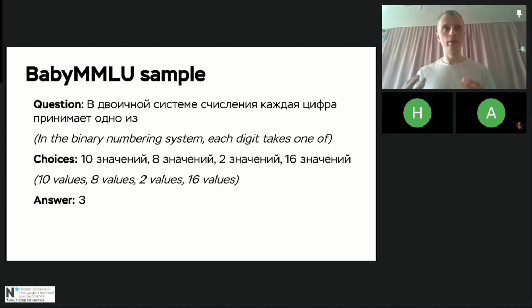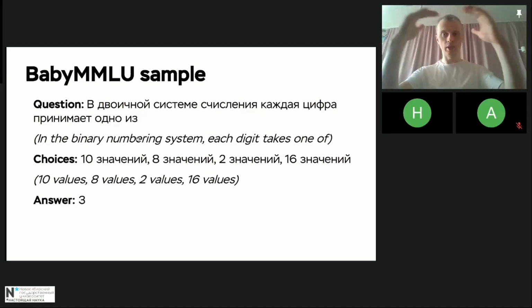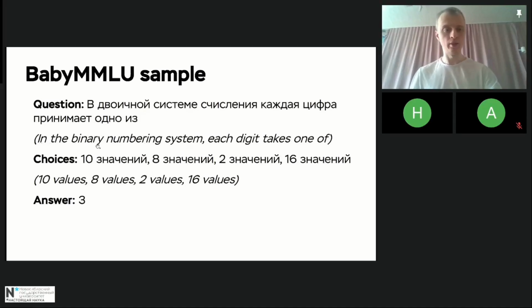But actually, the steps required to get the answer from the model are completely different. In MMLU, you construct a complex prompt, which for example here will be approximately the following. In the binary, you are given a question. Please choose one of the following options. The question: in the binary numbering system, each digit takes one of N values. Choices: 10 values, 8 values, and so on. Please answer with the letter. This will be the prompt. You put it in the model, get the letter, and match the letter with the answer.